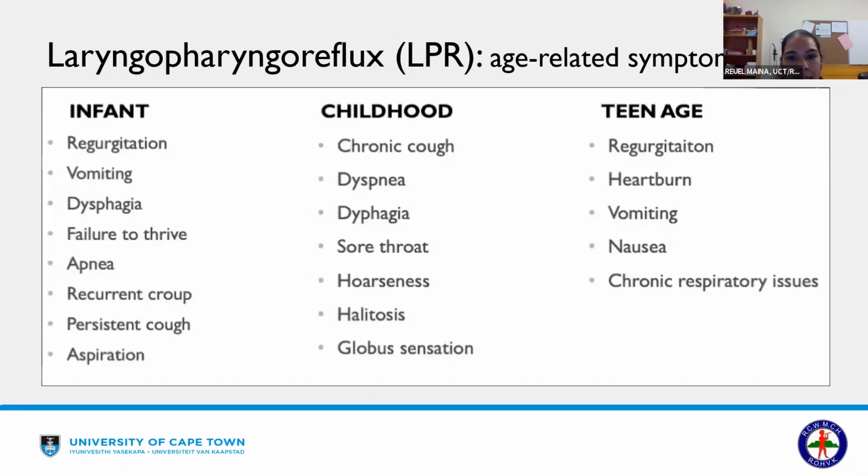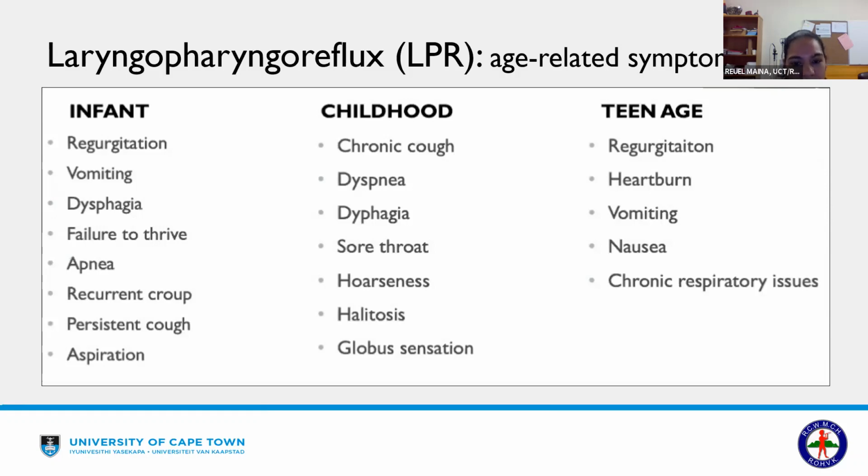So there are age-related symptoms when looking at LPR. In infants, we often see it manifest as regurgitation, vomiting, dysphagia, failure to thrive, apneic episodes, patients with recurrent croup, persistent cough and aspiration.